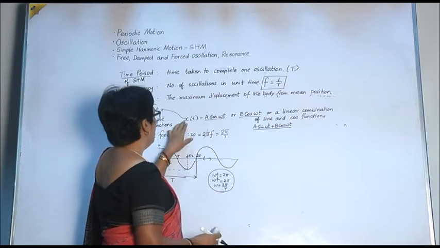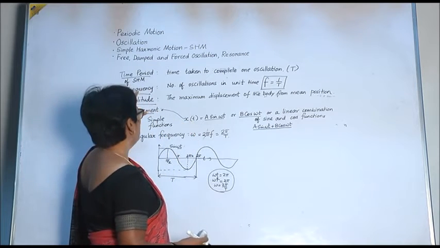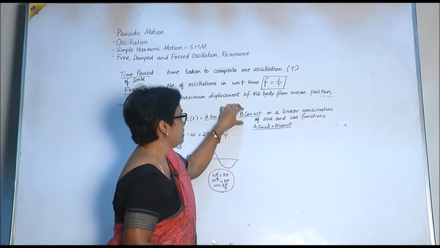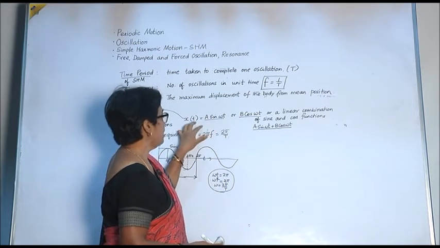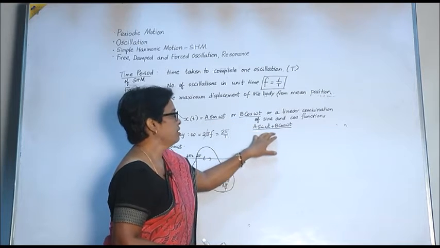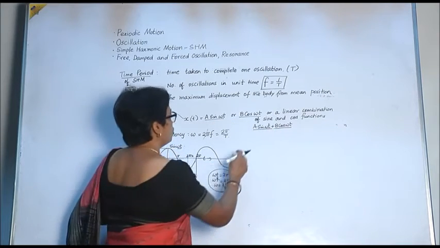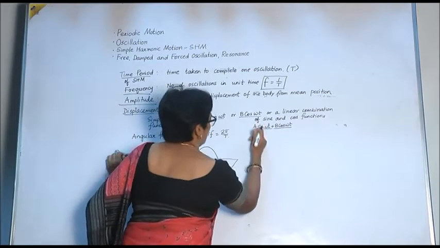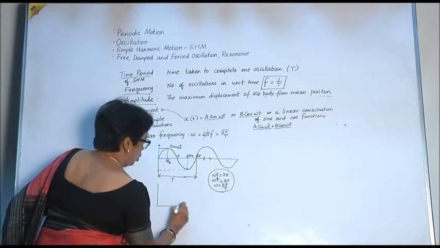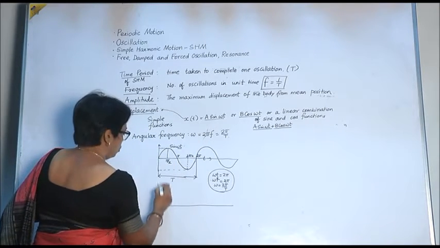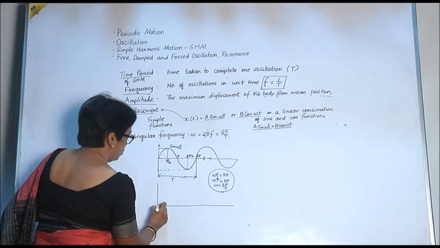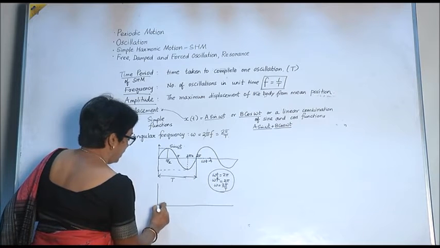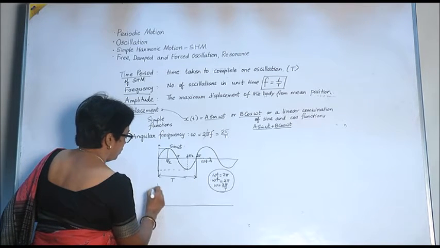So if the body is undergoing a simple harmonic motion, we find that the displacement satisfies this function, the sine function or a cos function or a combination of these. Why this combination? If you go into the cos function, let me write it here as cos omega t. When omega t is 0, cos is maximum, plus 1.